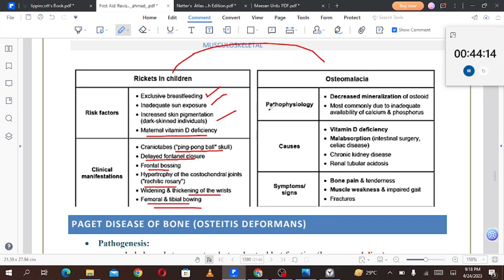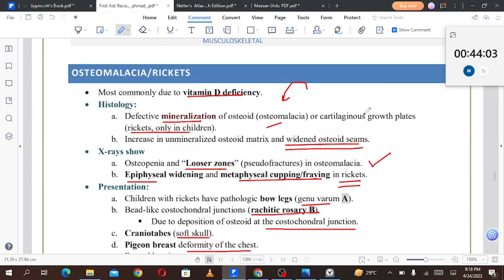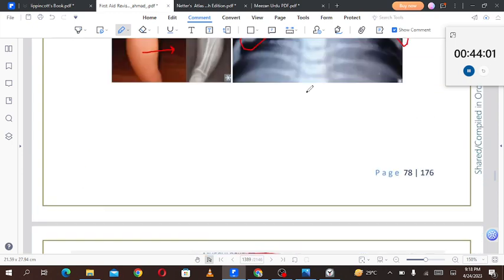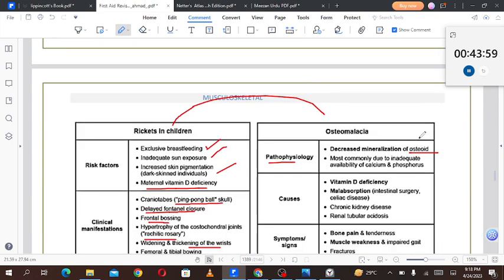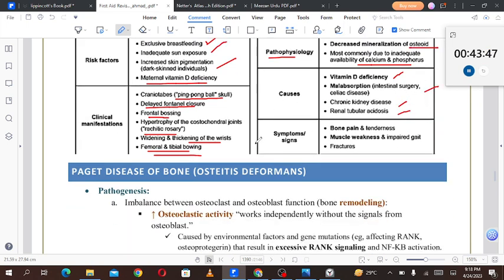For osteomalacia, the pathophysiology is decreased mineralization of osteoid. In the previous picture, you find decreased mineralization of the cartilaginous growth plates. And here there is decreased mineralization of the osteoid, most commonly due to inadequate availability of calcium and phosphorus. Causes: vitamin D deficiency, malabsorption, intestinal surgery and celiac disease, chronic kidney disease and renal tubular acidosis. Symptoms and signs are bone pain and tenderness, muscle weakness and impaired gait, and fractures.